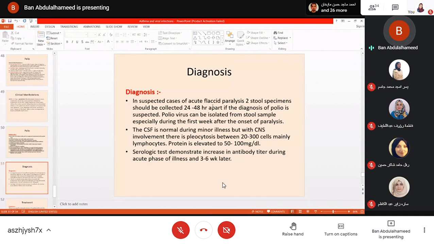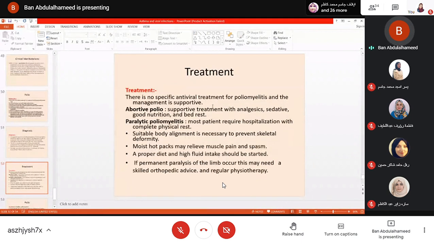As another diagnostic method, we can use serological tests for diagnosis of polio, and there is an increase in the antibody titer during the acute phase of the illness and 3 to 6 weeks later. Treatment of poliomyelitis: there is no specific antiviral treatment for polio, and the management of polio is usually supportive.